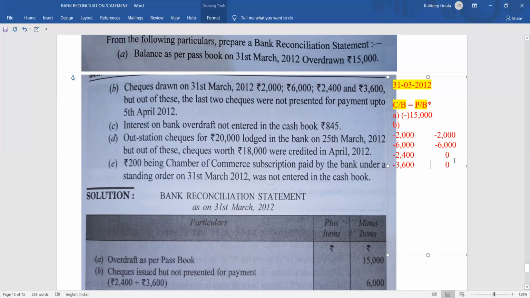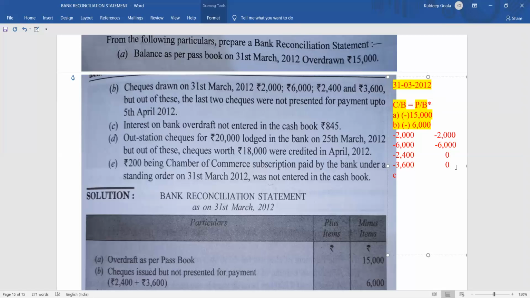So now to make both the sides the same, what is our base? Passbook is the base. So all the adjustments need to be done in the passbook. What we'll have to do in the passbook? Simply we have to deduct this amount, because since it has been deducted from the cash book, to make it the same we have to deduct from the passbook also. How much we have to deduct? 2400 and again 3600. So the total comes to minus 6000, isn't it? Minus 6000 we have to deduct from passbook.